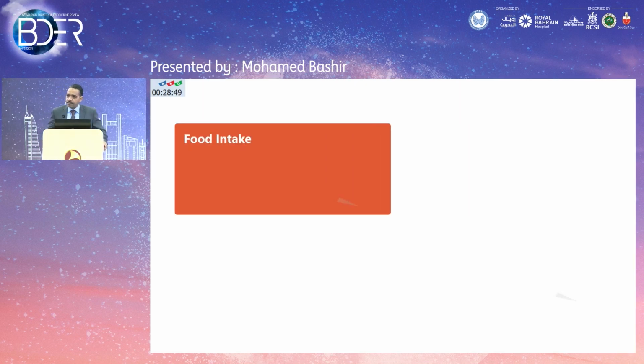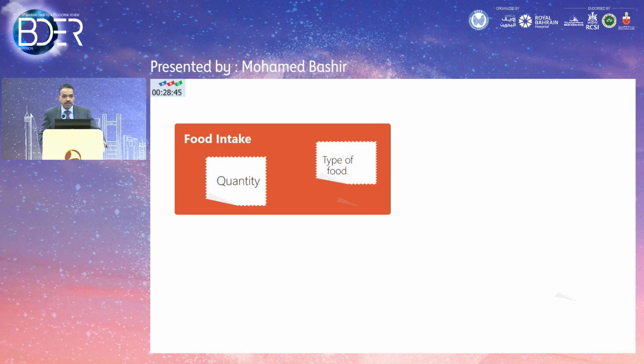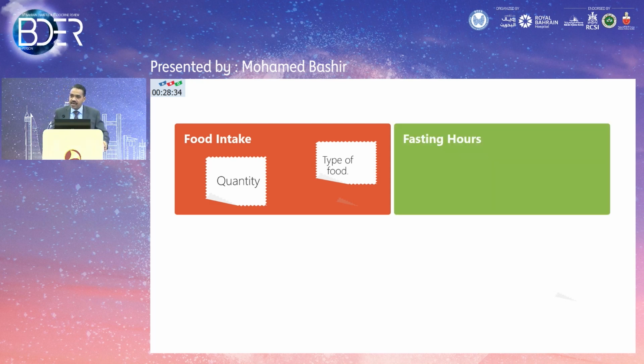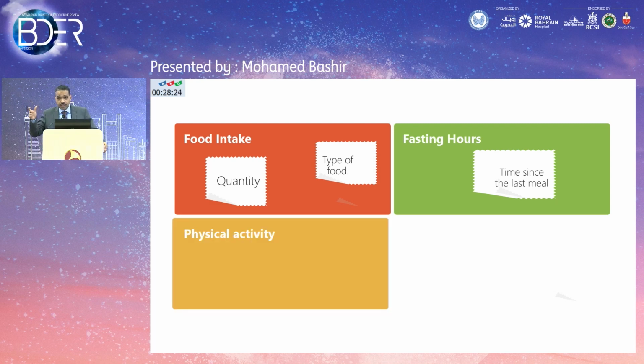But this process is impacted by many things throughout the day, and particularly during Ramadan it is really important. The quantity and type of food we consume, whether it is high in protein or high in carbs, and how much exactly we consumed. The fasting hours are impacted as well: how long since the last meal, and how long we need to fast during Ramadan. And very critical, in my point of view, is physical activity.